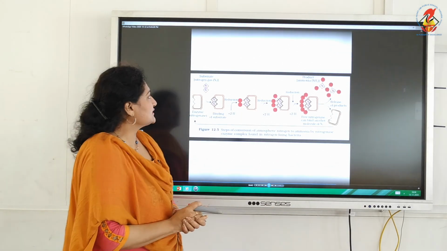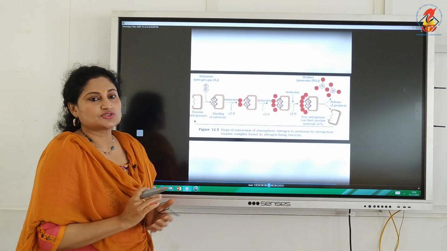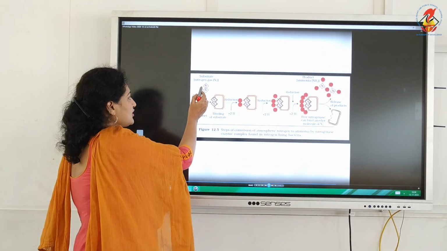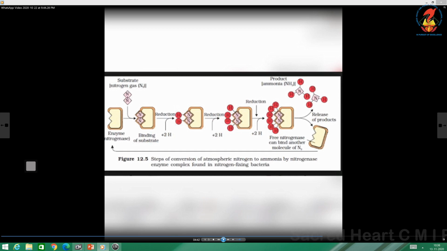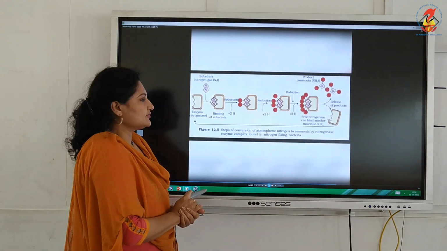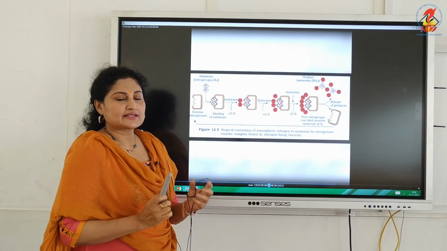Now, nitrogen gas is two nitrogen atoms connected together with a triple bond. So now we are going to see first how this nitrogen gas available in the atmosphere fits into the active site of the nitrogenase enzyme. See, the second structure indicates the binding, that is, the formation of the enzyme-substrate complex. So here we see nitrogenase is bound with the substrate nitrogen, and remember, nitrogen is two atoms connected with a triple bond.